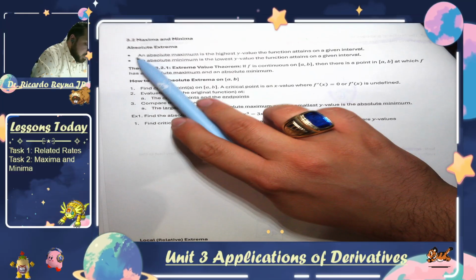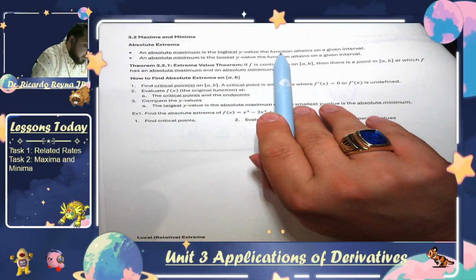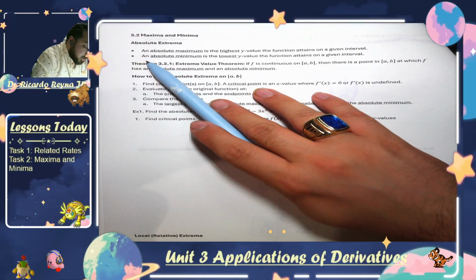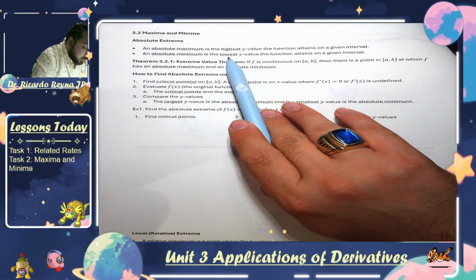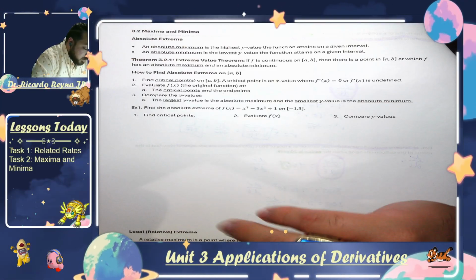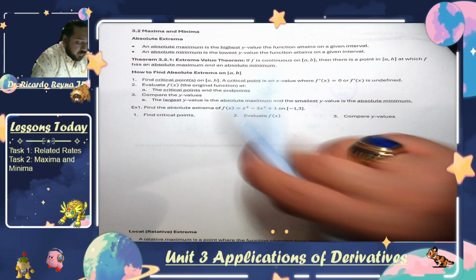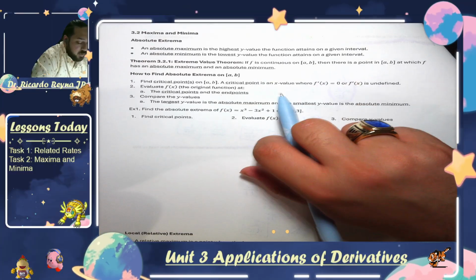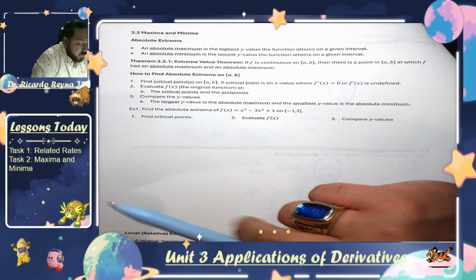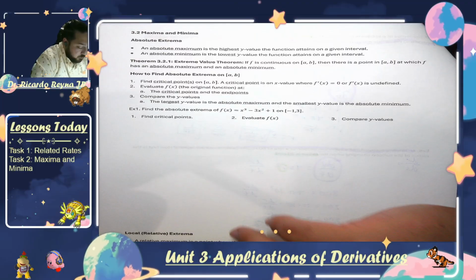Absolute extremum. An absolute maximum is the highest y value a function can attain on a given interval. An absolute minimum is the lowest y value a function can obtain on a given interval. So the extreme value theorem is as follows. If f is continuous on the interval a comma b, then there is a point on a comma b at which f has an absolute maximum and an absolute minimum.